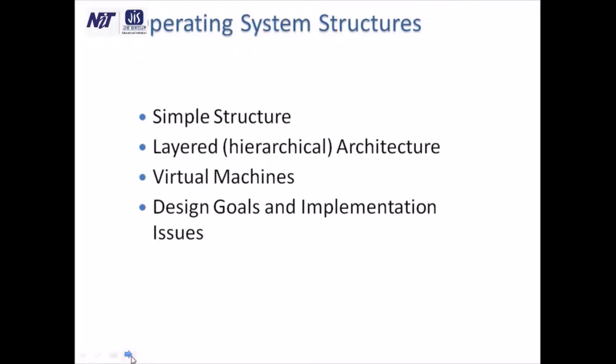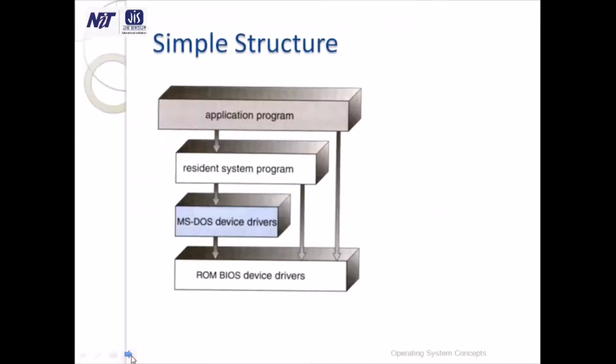Now the operating system structure. Mainly, operating systems have simple structure, layered structure, virtual machines, design goals and implementation issues. So what is simple structure? In a monolithic system, it is possible to have little structure, so it is called simple structure.